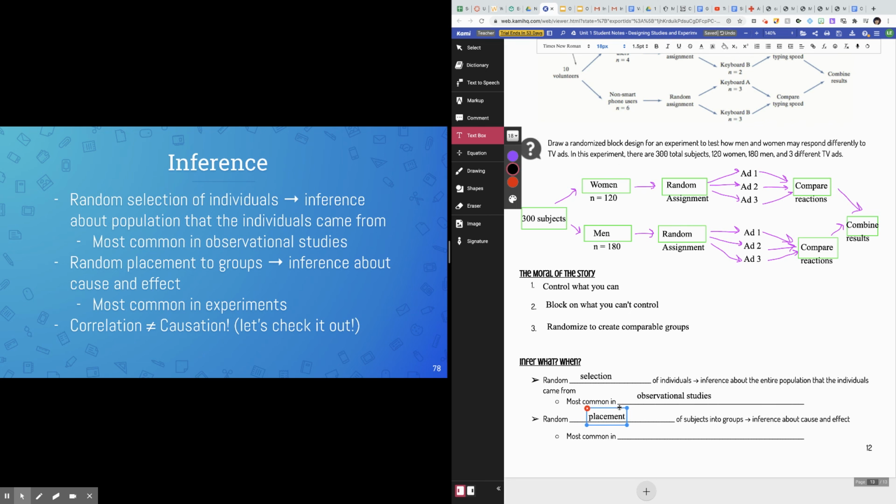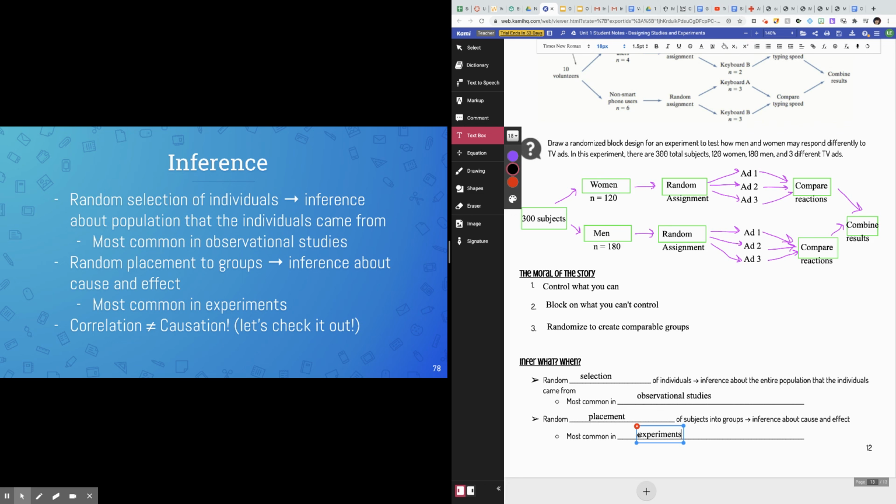Then what we've been talking about in this section is random placement of subjects into groups. Okay, that is when you can infer things about cause and effect. Okay, which is most common in experiments. Okay, and again, we talked about this, I think it was the last video, that the random placement of subjects into groups, the point of doing that and why it's included in our principles of experimental design is that we're trying to create equivalent groups to balance effects of other variables, right?